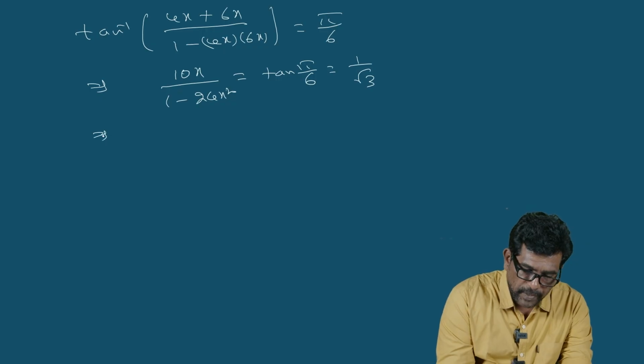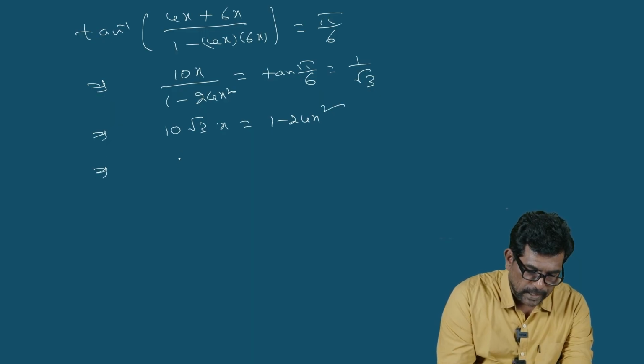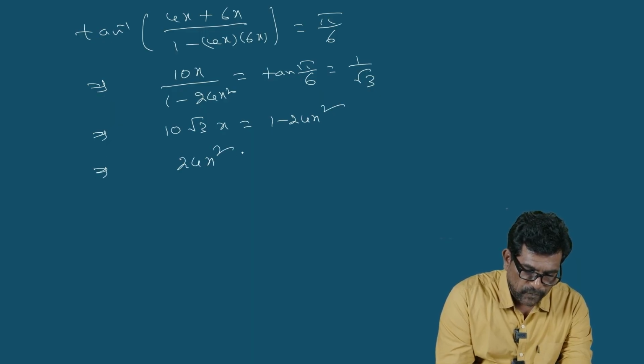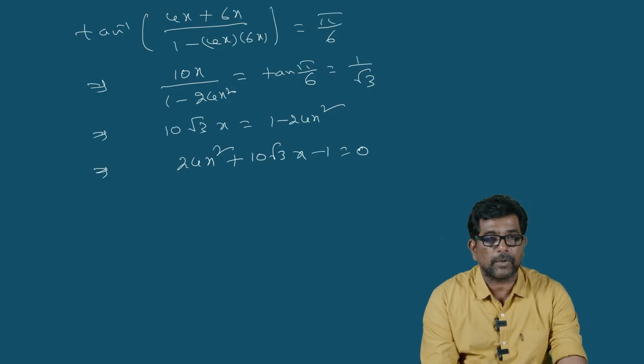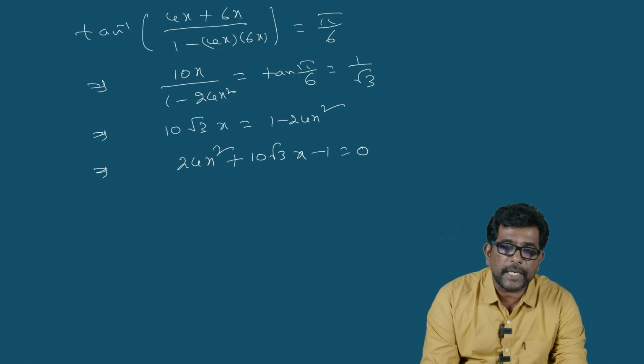Now, by simplifying this, 10 root 3 times x is equal to 1 minus 24x^2. This is 1 minus 24x^2. Now here we are forming a quadratic equation, that is 24x^2 plus 10 root 3 times x minus 1 is equal to 0. Now, according to the question, how many roots does this equation have?